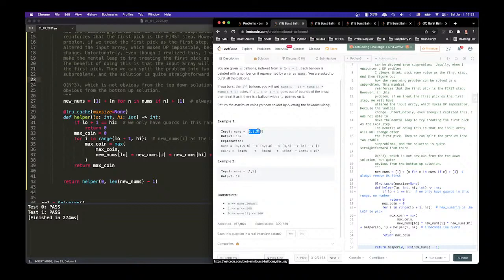And then for 0, 3, 0, 1, 2, 3. So for 0, 3, we need what? We need 0, 1 and 1, 3, and 0, 2 and 2, 3, right? Yes, so we're filling this thing up diagonally.